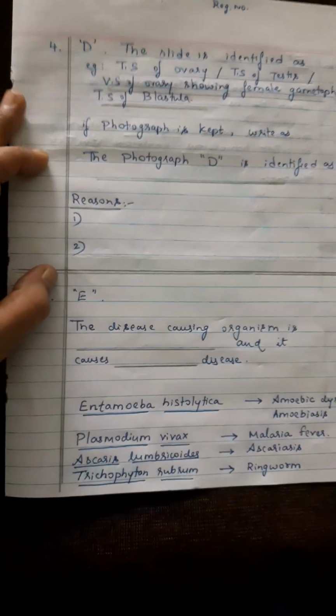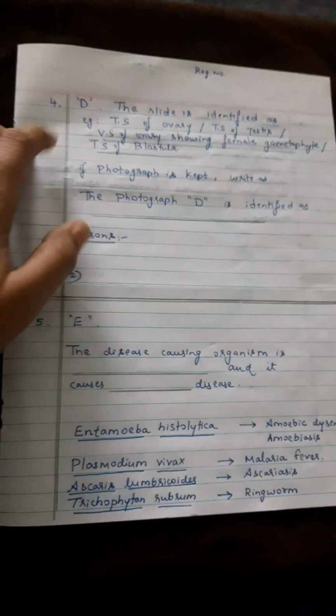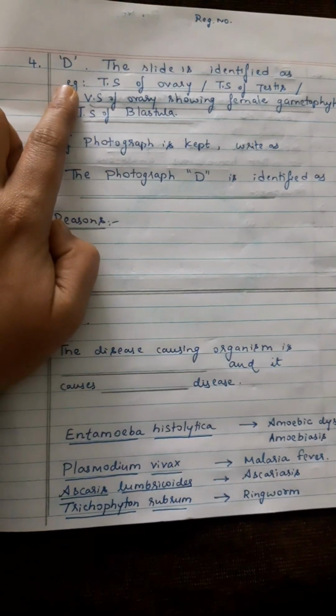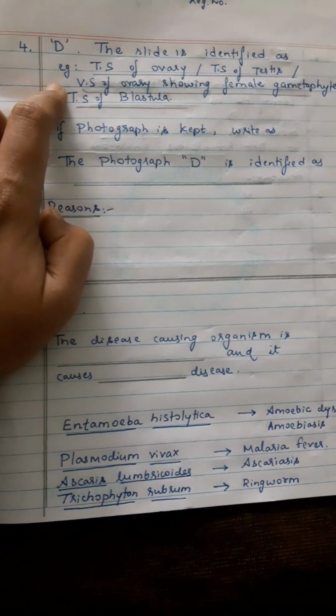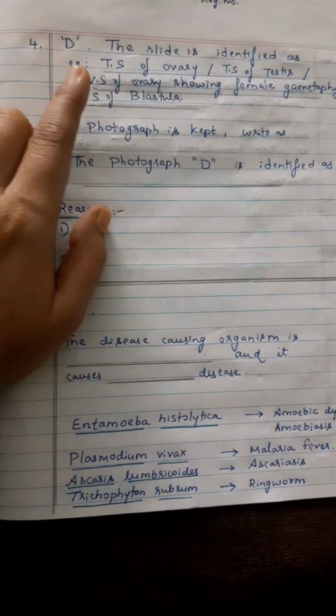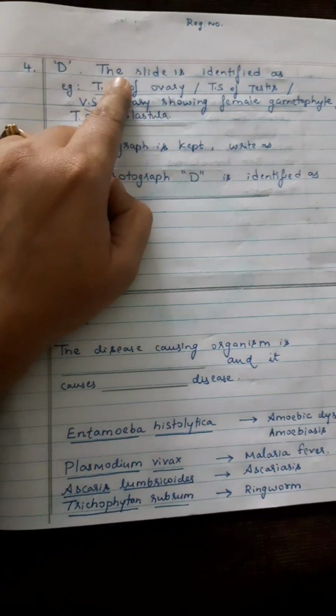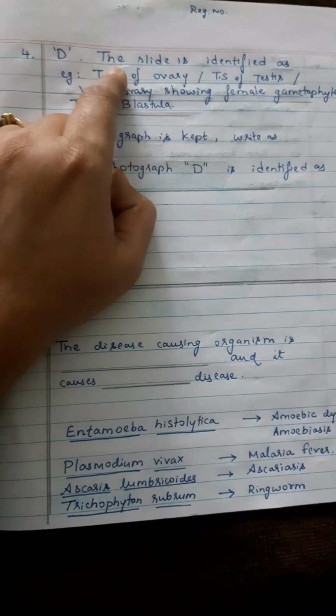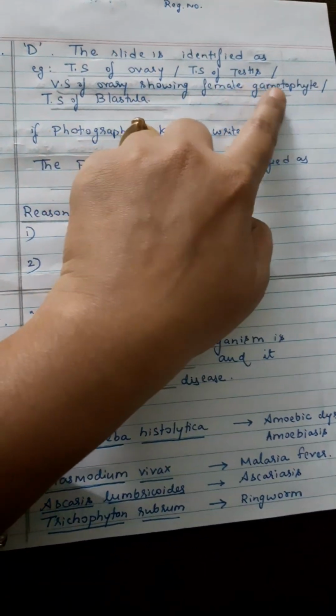Next, in the third page you will be writing question 4 and question 5. For question 4, you will be having the slide or photograph, whatever it has kept, you have to write. If they have focused the slide under a microscope, you have to write the slide is identified as dash.